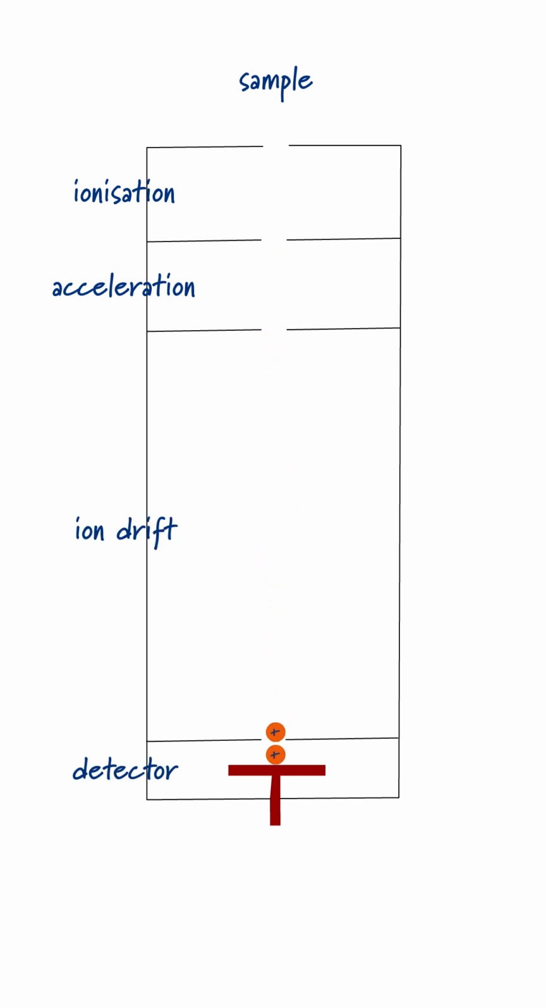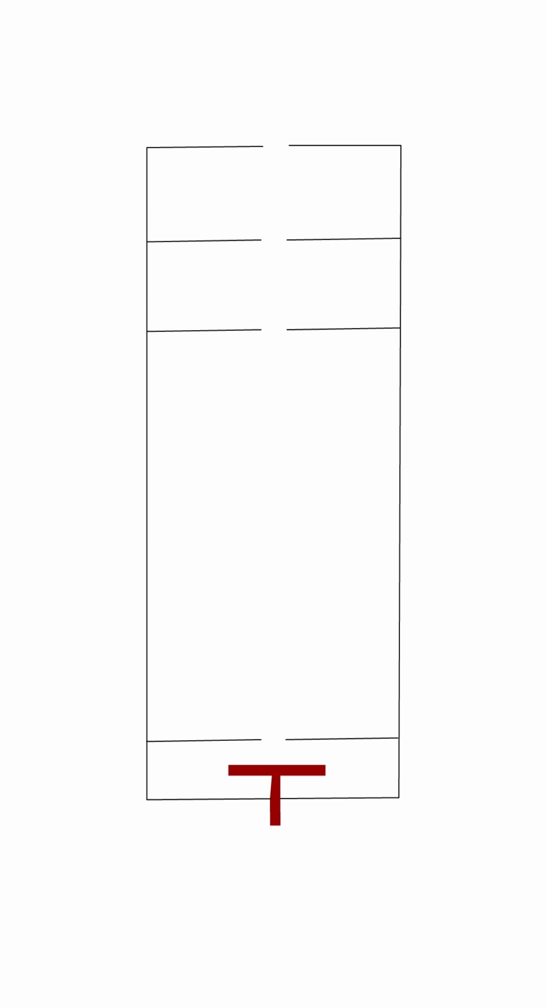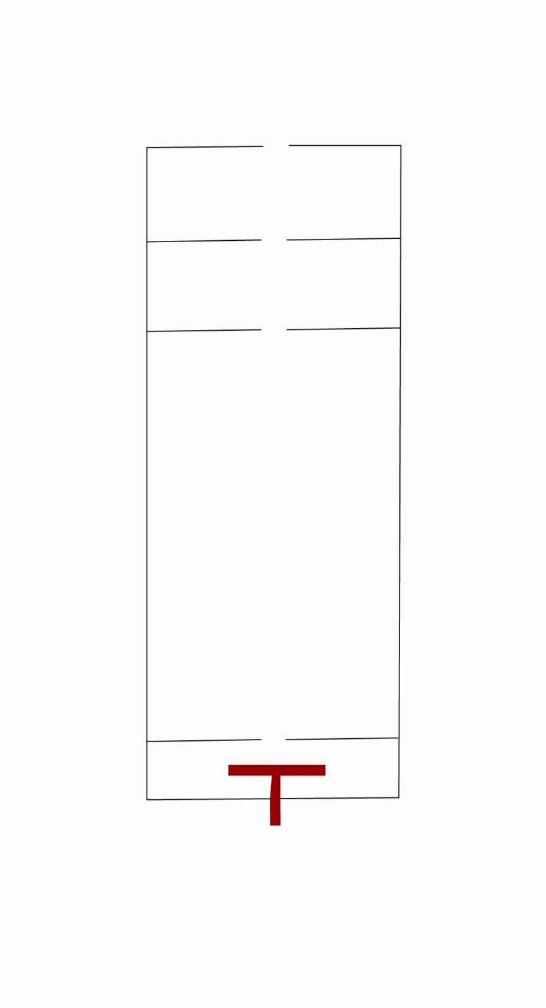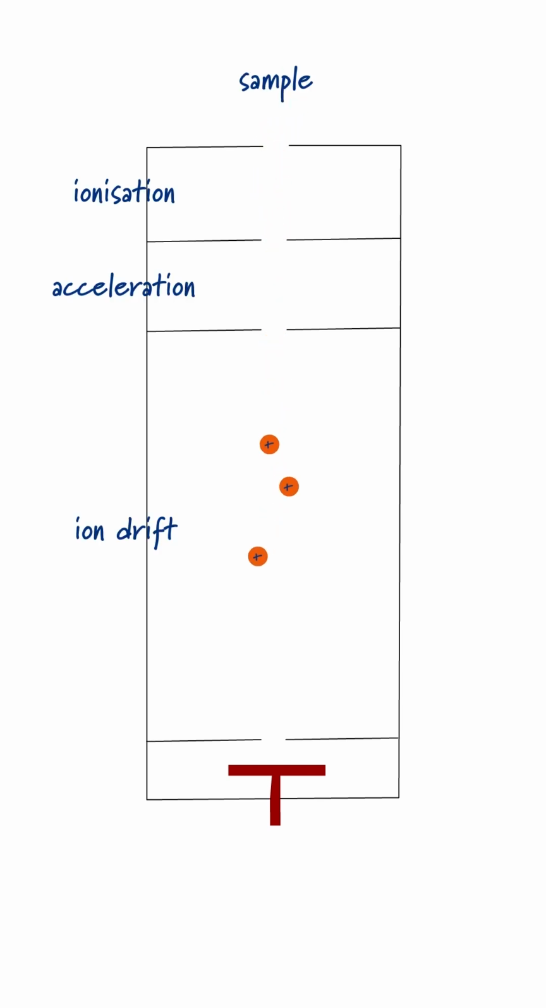Lighter ions travel faster than heavier ions. The velocity of these ions is proportional to the square root of the mass. The ions hit the detector sequentially, and each ion picks up an electron, causing a current to flow. And since the size of the current is proportional to the number of ions, we can determine their abundance.